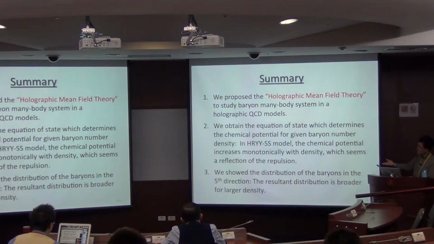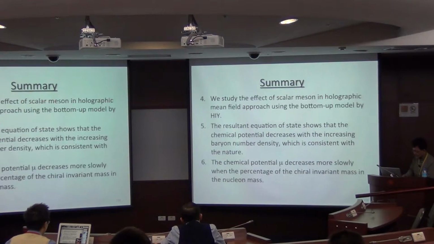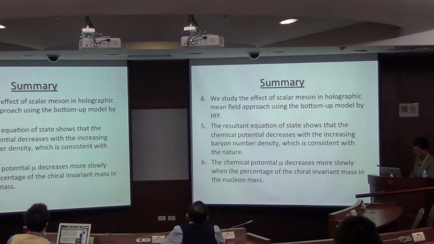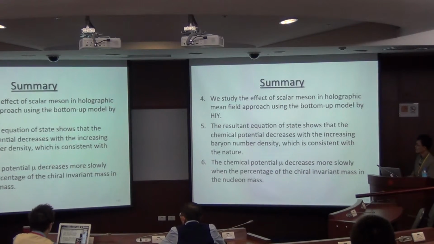We have only omega meson. Then we have only repulsive force. Then the chemical potential should increase. This is consistent. But in the HIY model, the chemical potential also increases. And maybe we don't have enough scalar attraction yet in this model.